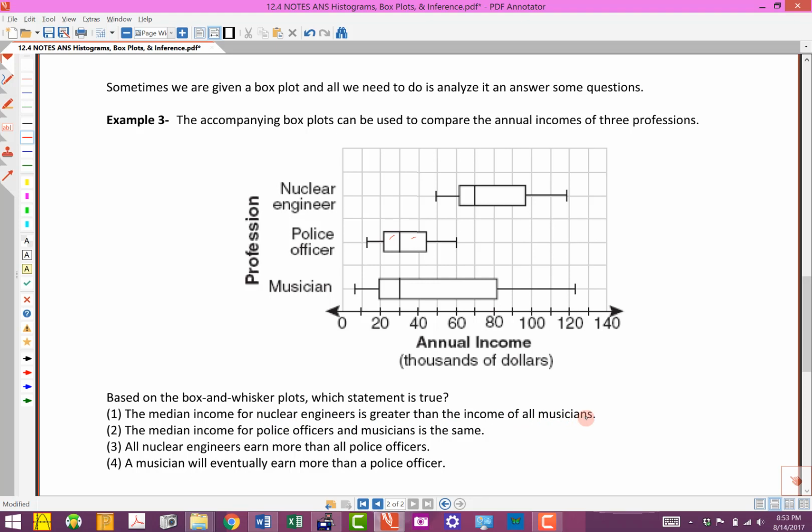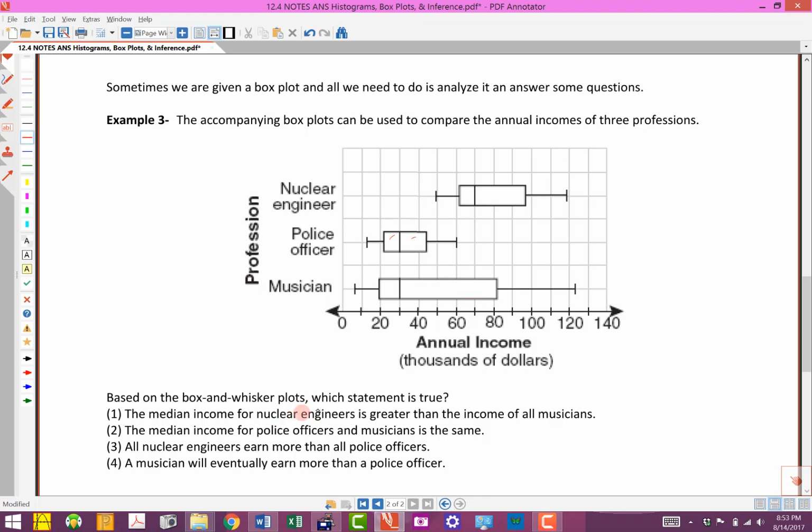So the median income, you've got to know where to find that, the median income for nuclear engineers. Well, nuclear engineers are up here. This is the box plot. And remember, the middle of the box, that's the median. So let's follow it down here. That's about $70,000 a year.